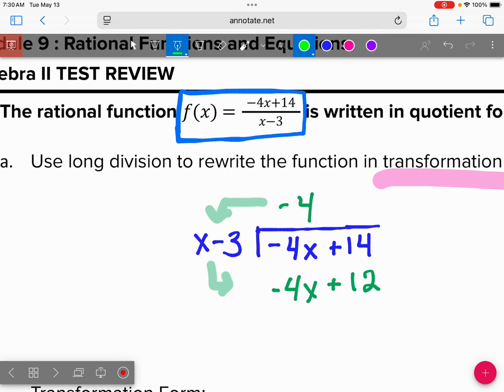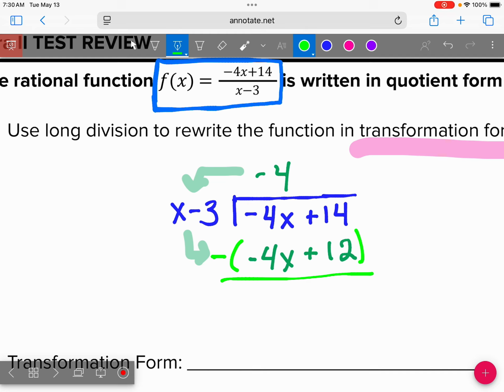And then to go between our two lines here, we need to make sure we are subtracting everything. So -4x minus -4x gives us 0 x's. They cancel out. That is quite literally the whole point. If they don't cancel out, something went wrong, stop there. And then we have 14 minus 12, which is a 2.